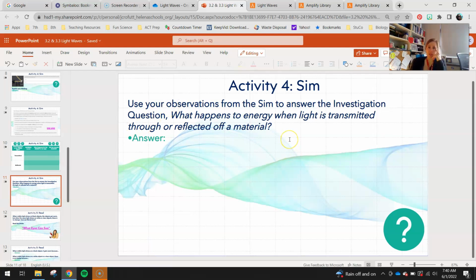Use your observations from the sim to answer the investigative question. What happens to energy when light is transmitted through or reflected off a material? So remember, when light is absorbed, the energy goes into that object. So what happens to the energy when it's transmitted or reflected? Okay, so again, go ahead, answer through slide 11. And then we'll move on to activity 5.